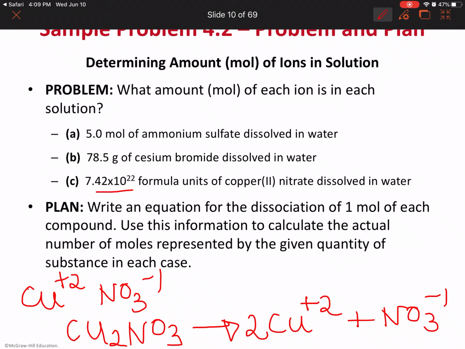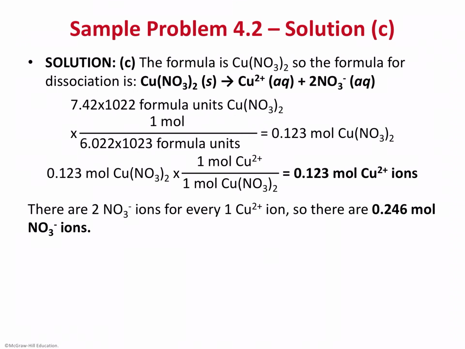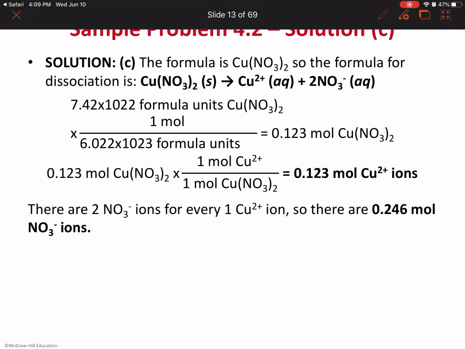Now we are given 7.42 times 10 to the 22 formula units, and we want to find out the number of moles. We know Avogadro's number of formula units are in 1 mole. So we use that to convert to moles. This is the balanced equation, how it dissociates. 7.42 times 10 to the 22, not 10,022, 10 to the 22 formula units of copper nitrate.